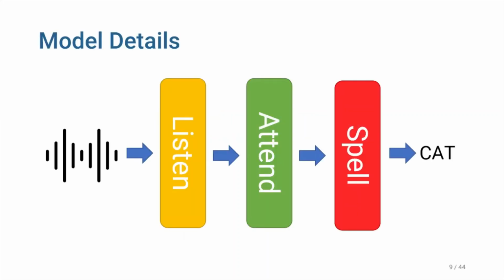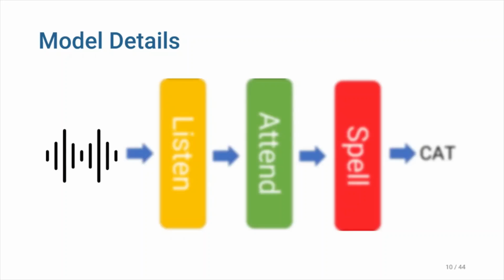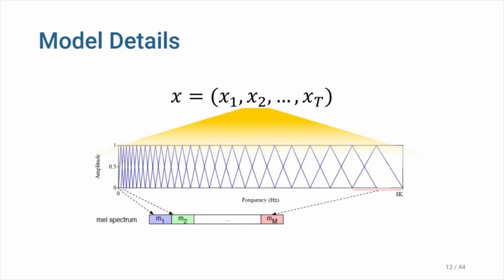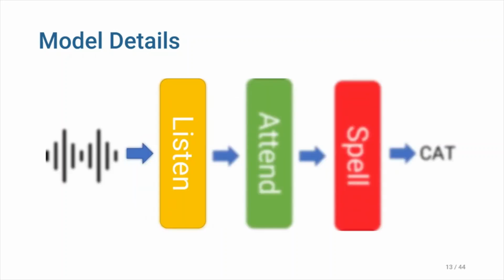Model details. As the name of the paper suggests, this model consists of three parts: listen, attend, and spell. Generally, we start from the log-mel spectral features and map to letters, although it's also possible to map to word pieces. The input is a set of T acoustic feature vectors, one vector per 10 millisecond frame, containing 40-dimensional log-mel filter bank. The listener is an acoustic model encoder that performs the listen operation.